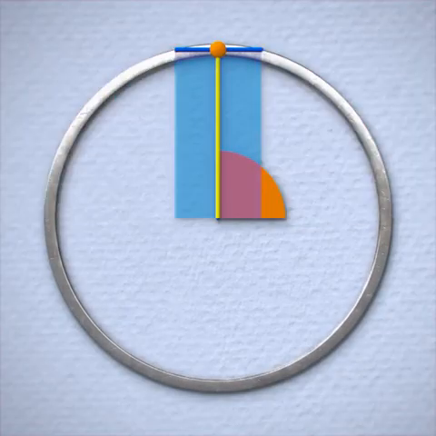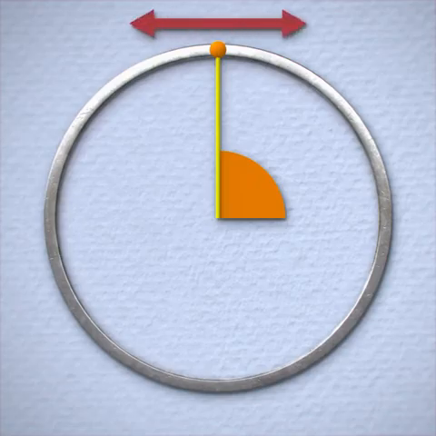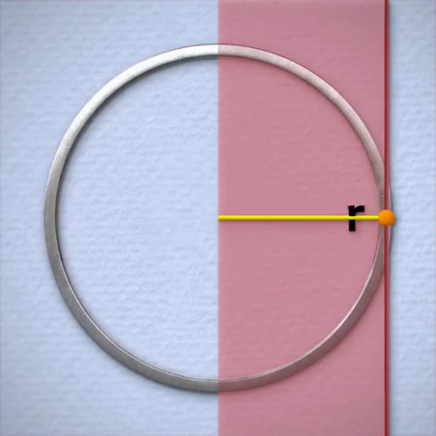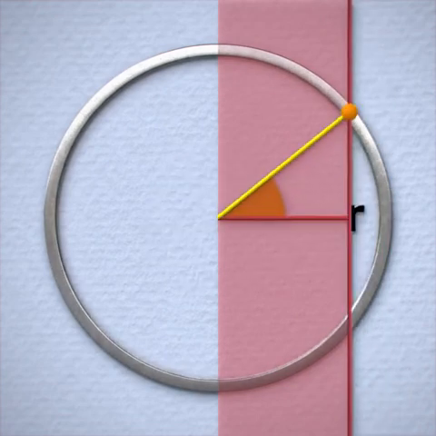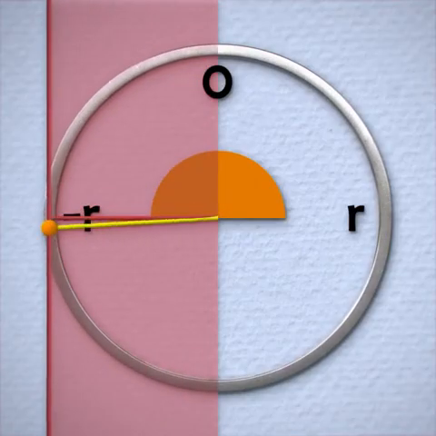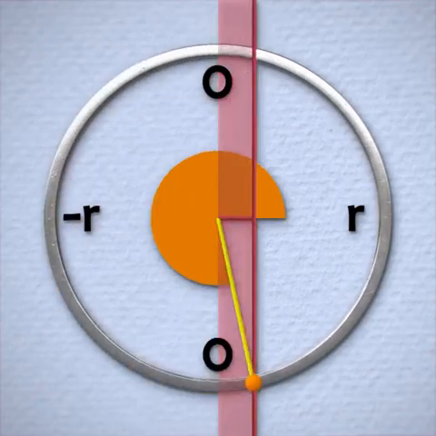Instead of looking at the height of the point, we could consider its position side to side. We'll see a similar pattern with the point starting 1 radius to the right, coming in to meet the center at a distance of 0, then moving over 1 negative radius to the left, back to 0, and returning to the right.